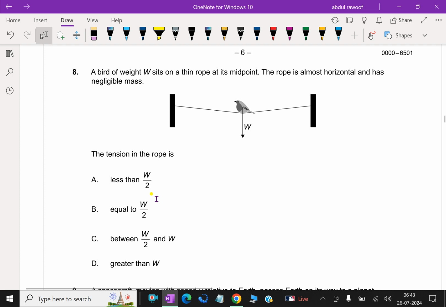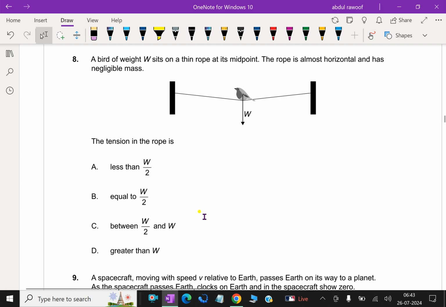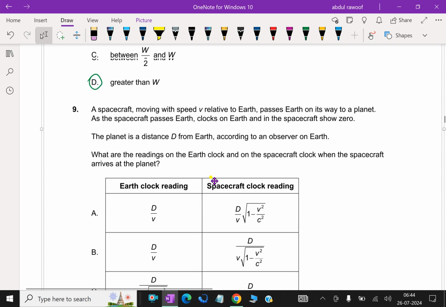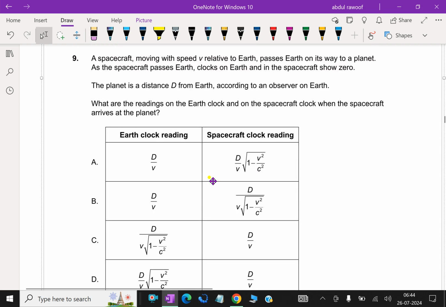Look at here. A bird weighing W sits on a thin rope at its midpoint. The rope is almost horizontal and has negligible mass. The tension in the rope won't be less than W by 2, because already the mass of the body is W. Equal to W by 2 is also wrong, because the tension is more than W by 2, greater than W. Option D.